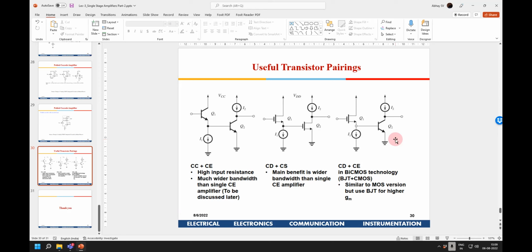But sir, what is common emitter? This is common emitter, right? This is common drain and this is common emitter, right? Is it okay?